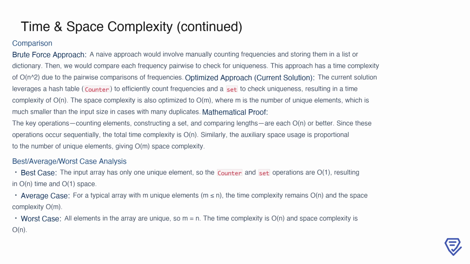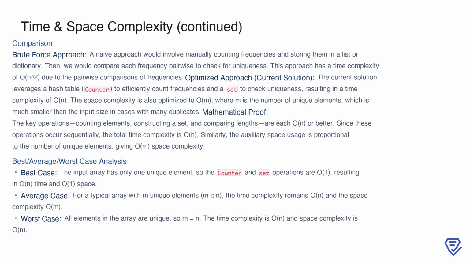A naive solution would involve manually counting the frequencies of elements, storing them in a list or dictionary, and then performing pairwise comparisons to check if all frequencies are unique. This approach has a time complexity of O(n²), due to the pairwise comparisons, which becomes impractical for large arrays. In contrast, the current solution optimizes this process by leveraging a hash table to count frequencies and a set for uniqueness checks, reducing the time complexity to O(n). The space complexity is also improved, as it only requires O(m) auxiliary space for the Counter and set, where m is the number of unique elements.